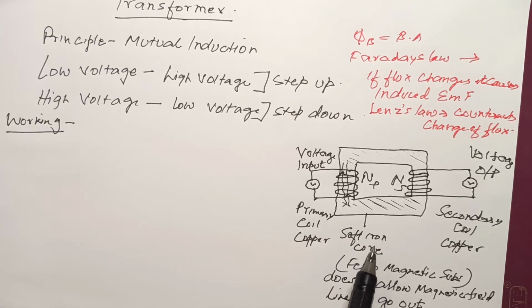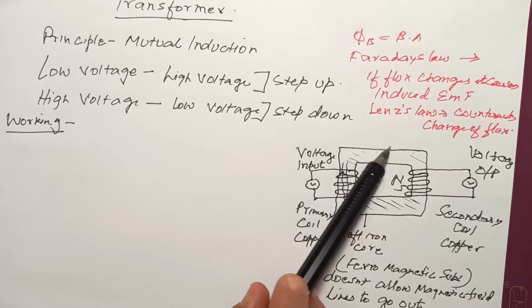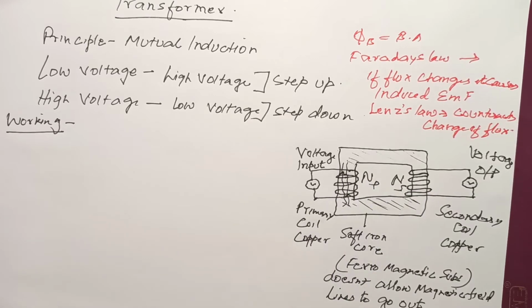This soft iron core is made up of ferromagnetic substance. Now, what is ferromagnetic substance? Ferromagnetic substance doesn't allow magnetic field lines to go out. So whatever magnetic field lines are made here in the primary are trapped within it, so they don't go out in the ideal case. However, in the practical case there is some leakage, but in the ideal scenario it traps the entire magnetic field lines.